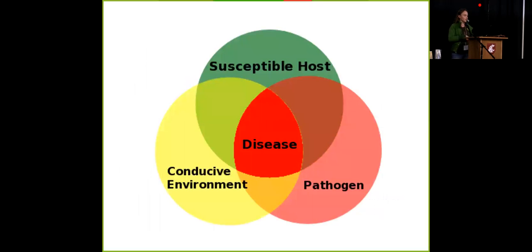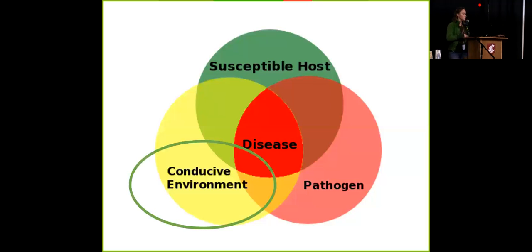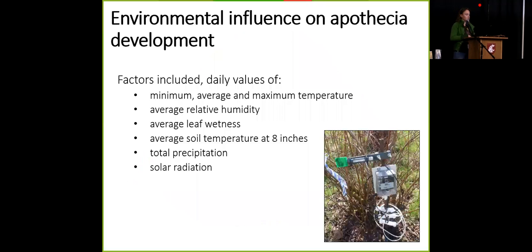Moving on to the second part of the study, which is to determine the most significant environmental factors involved in apothecia development. In order to determine these, I used data loggers placed in the field and also AgWeatherNet. And factors that I included were minimal, average, and maximum temperature, average relative humidity, average leaf wetness, average soil temperature, total precipitation, and solar radiation. Now, I also tested other weather factors, but these ones remained the more significant ones to have a further look into.